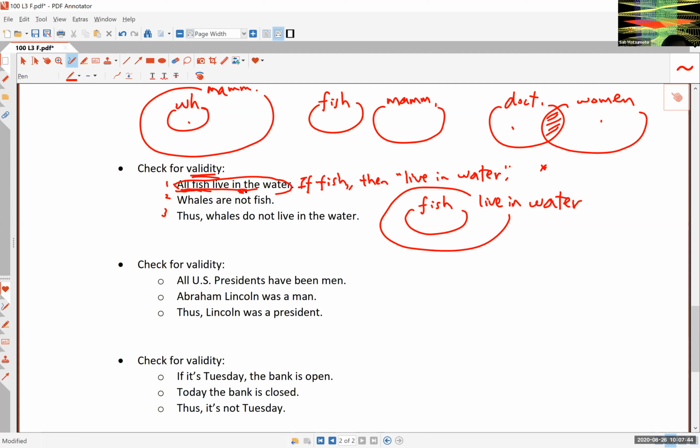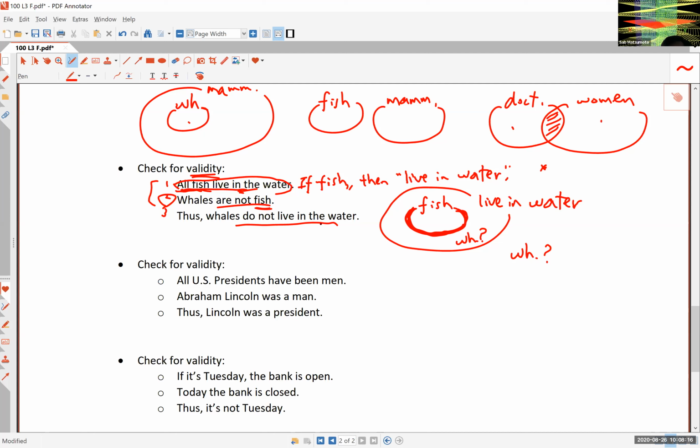So where are the whales? All this is saying is it's not inside of the inner circle. The inner circle consists of fish. So the second statement only tells you whales could be here. Whales could be here too, right? Just by reading these two statements, you don't know where the whales are. The only thing you know is that the whales do not belong to this circle of fish because it says whales are not fish. So therefore, whales do not live in the water.